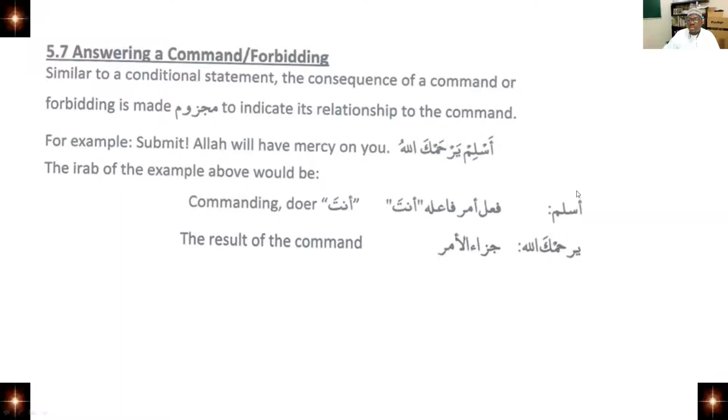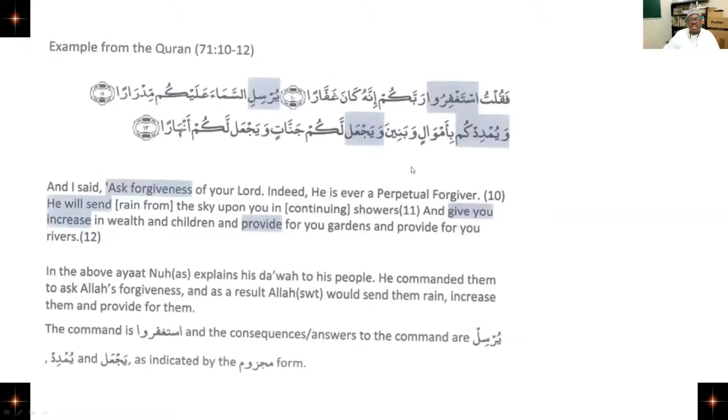This is when I see two fi'ils like this. The first one is amr and the second one is a normal mudara, but that mudara is having sukun, because it is a jaza'ul amr, implying that there is a short statement in the tone of the sentence.